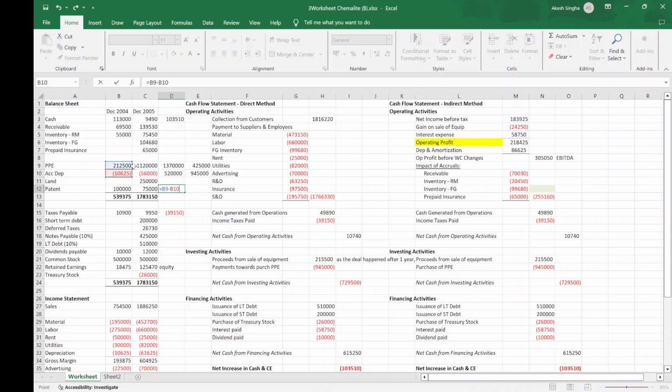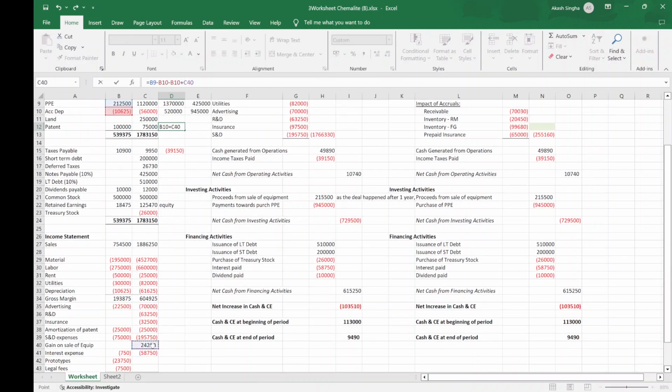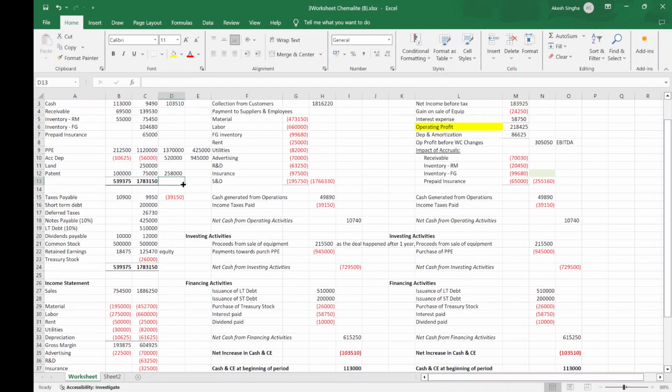And minus this depreciation again, because this is the net book value, and if you add it with the gain on sale of equipment... sorry, where did it go? Okay, these are already in negative terms, so add only. So this is the value.